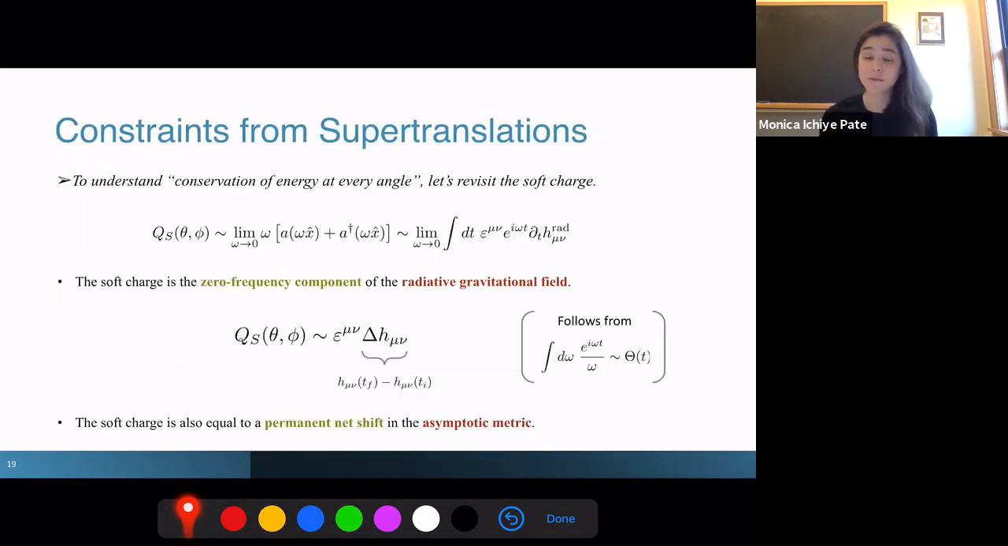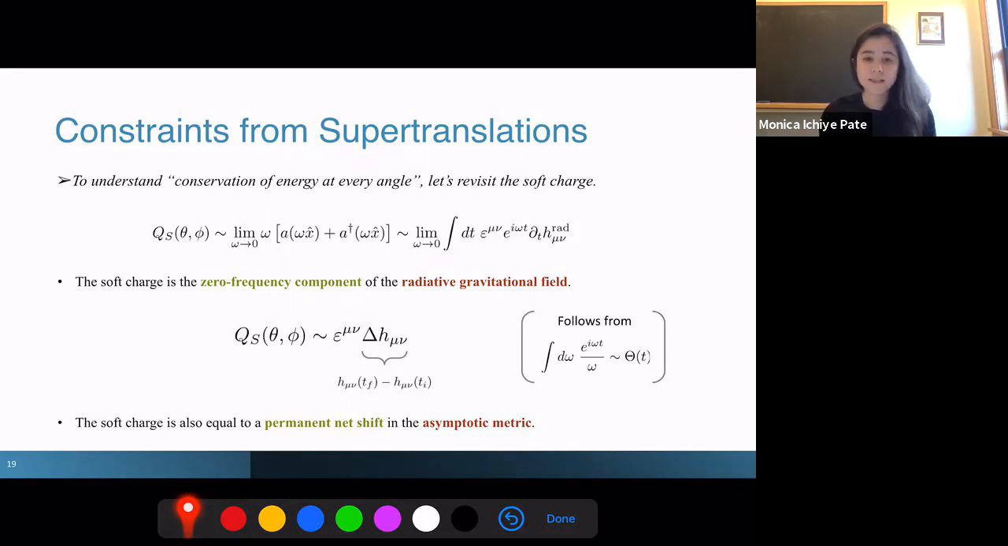So to this end, let's revisit the soft charge. From the previous analysis of scattering amplitudes, we obtained an expression for the soft charge in terms of creation and annihilation modes of zero energy gravitons, with an extra factor of omega to pick out the pole. Now, if we write this instead in terms of field operators, then this factor of omega turns into a time derivative, and we can identify the soft charge as giving the zero frequency component of the first time derivative of the radiative gravitational field. So therefore, at the classical level, the conservation law constrains the zero frequency component of the radiative gravitational field.